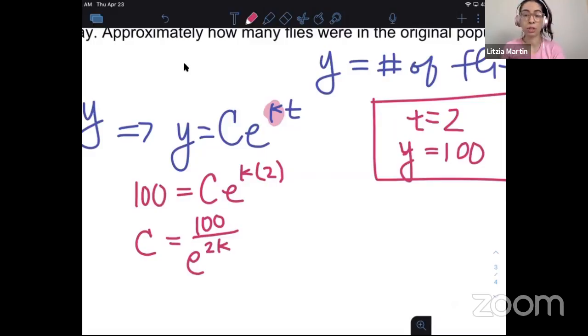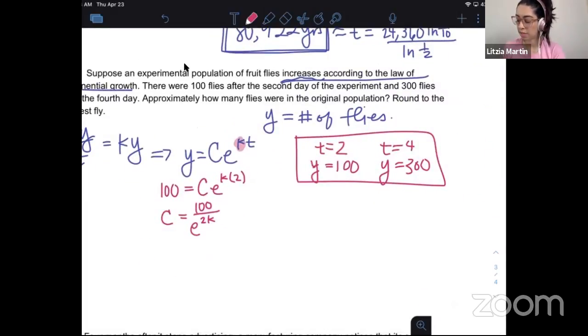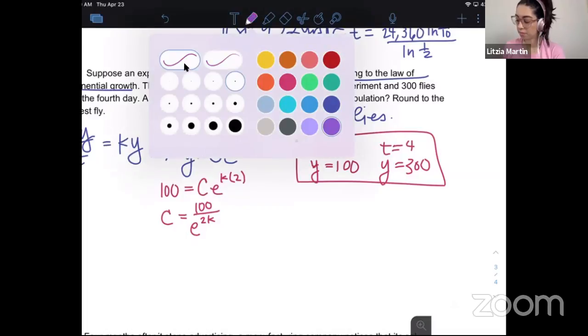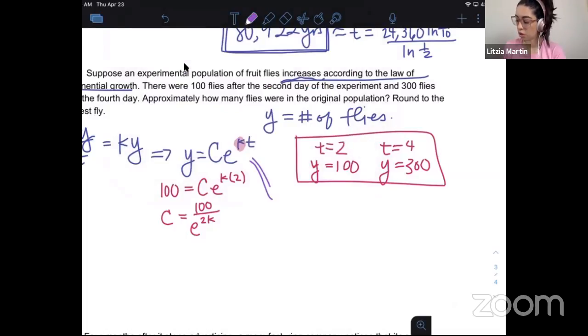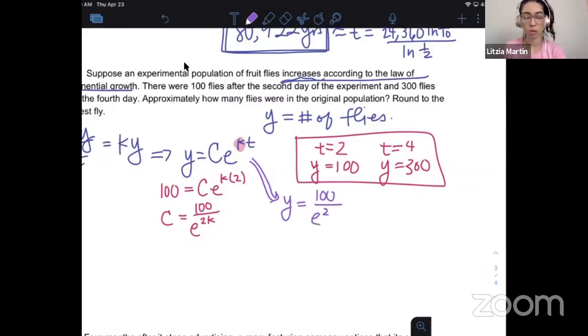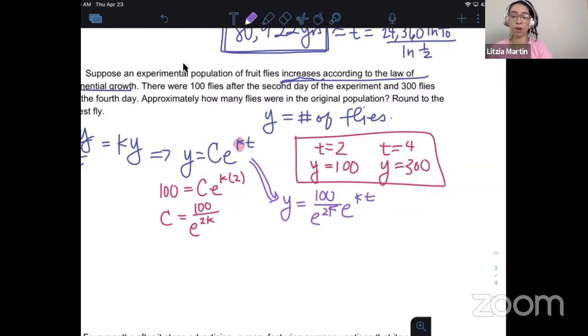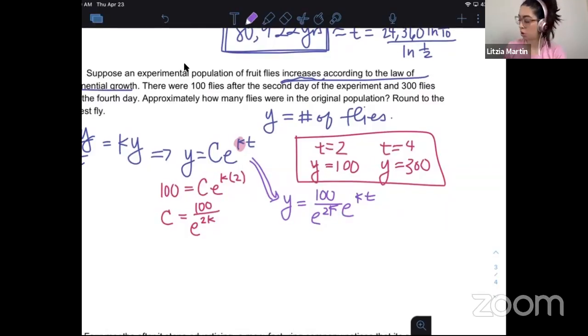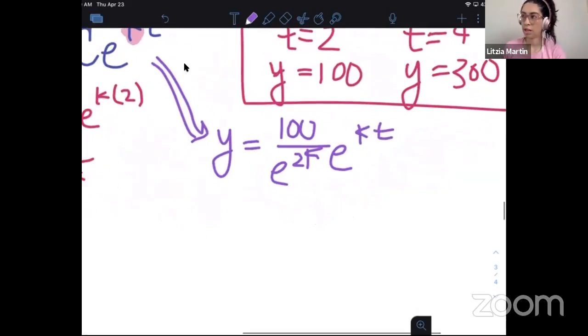And what we can do is we can do substitution here. So this c, I'm going to plug it in. So we get y is equal to 100 divided by e to the 2k times e to the kt. So at least now we've gotten rid of c, or at least now c is a function of k, so that k is our only variable that we need to solve for. So we can try and simplify this.